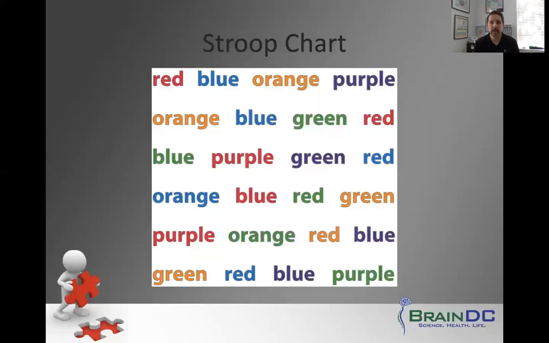Now the first two lines match up. But after that, it starts to be alternating or different, right? So it's what's called non-congruent color matching. So the first ones, the red, blue, orange, purple, orange, blue, green, red, are all congruent. The word says the same thing as the color. After that, it's not congruent.